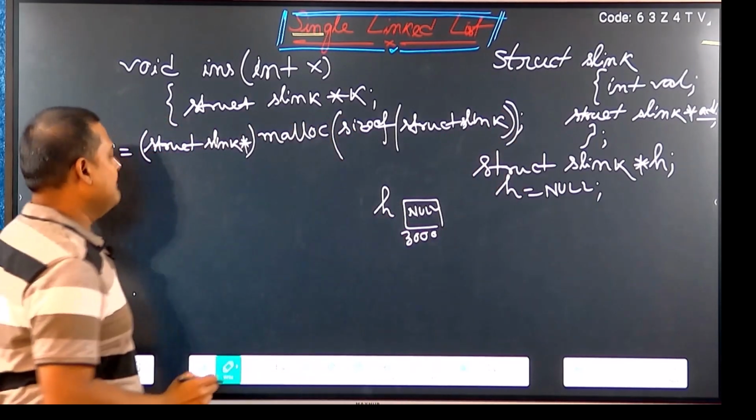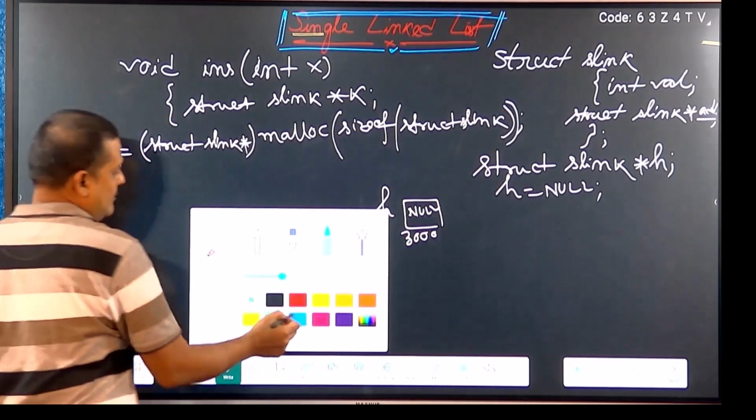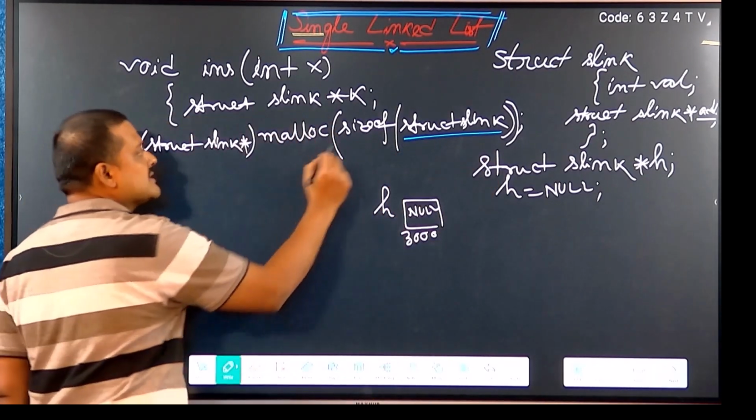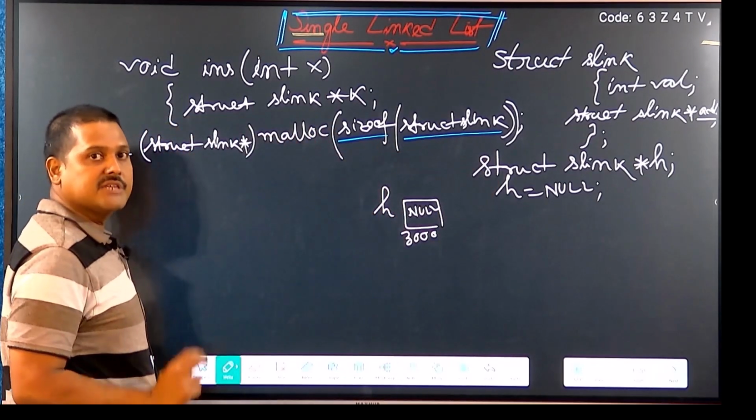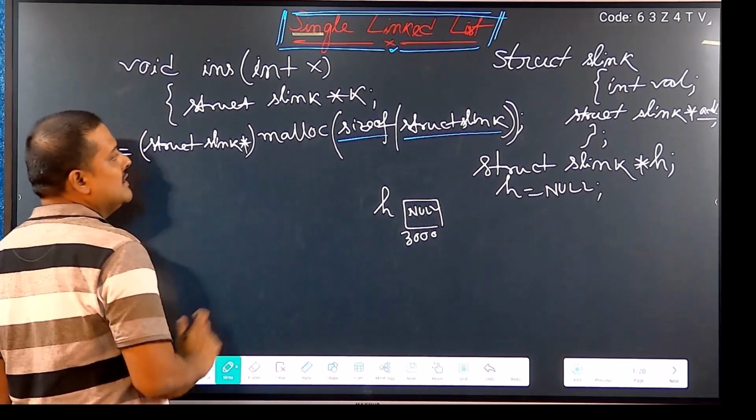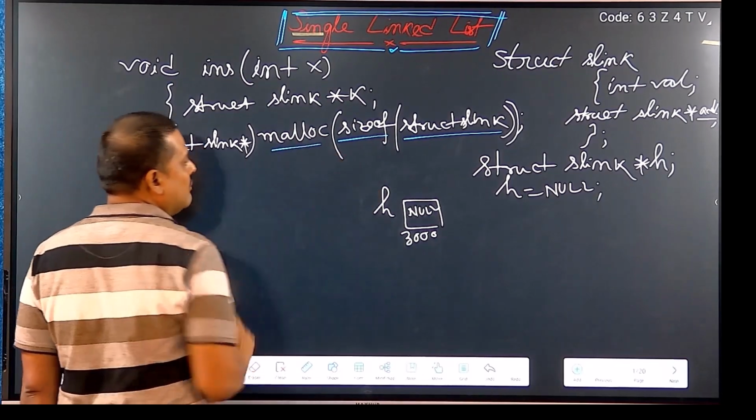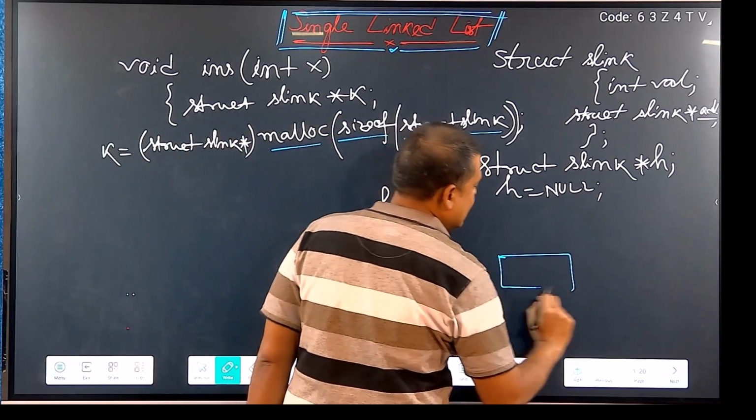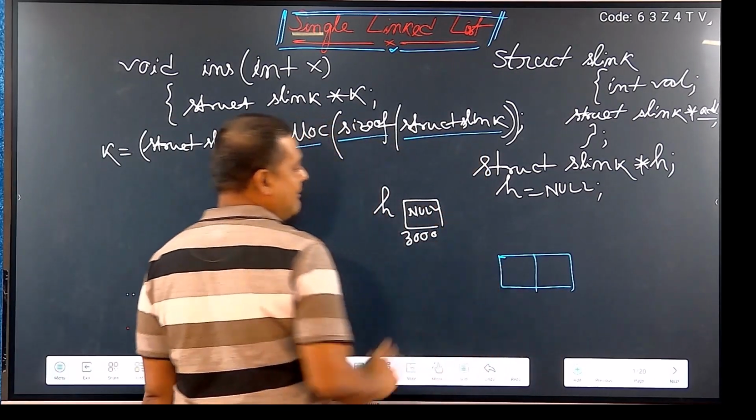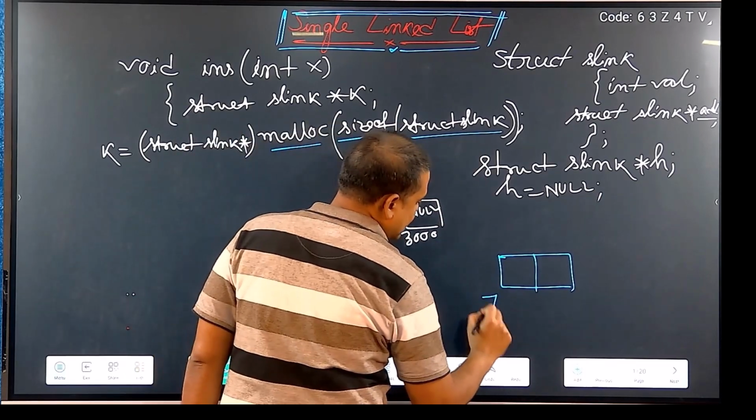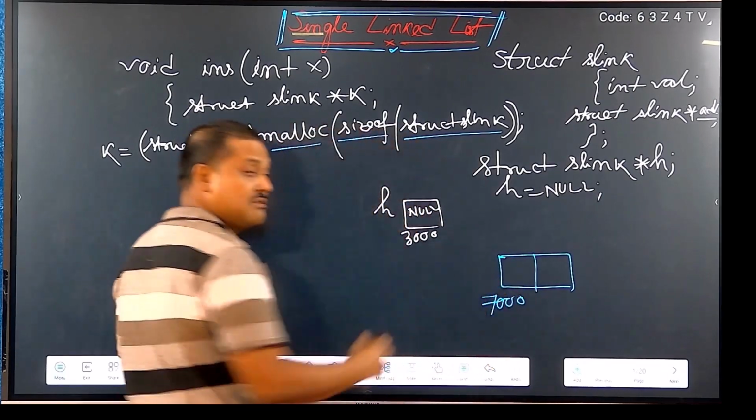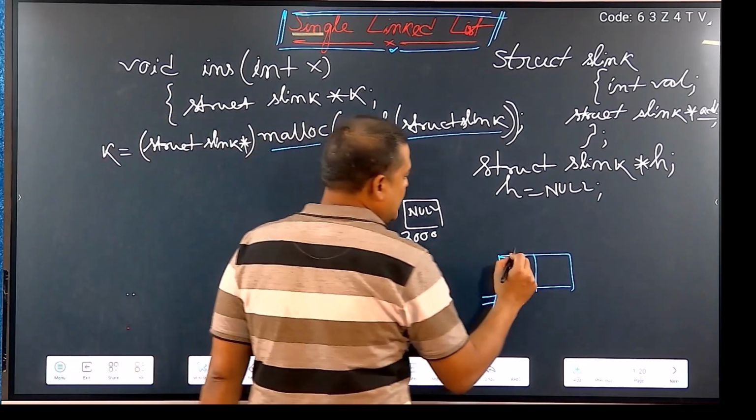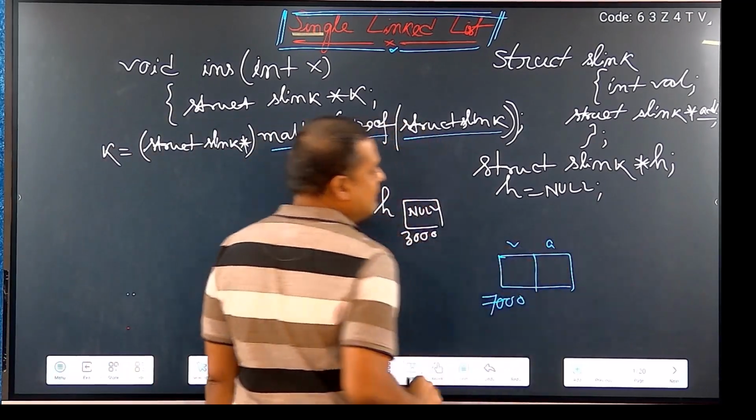So, by this what will happen? Look. struct slink is the data type, sizeof is the operator which calculates the size of this data type. Malloc will allocate some memory space, like this. Malloc already allocated some memory space, say for example, at 7000. 7000 is the base address of the allocated place. So, this part is value, this part is address part.